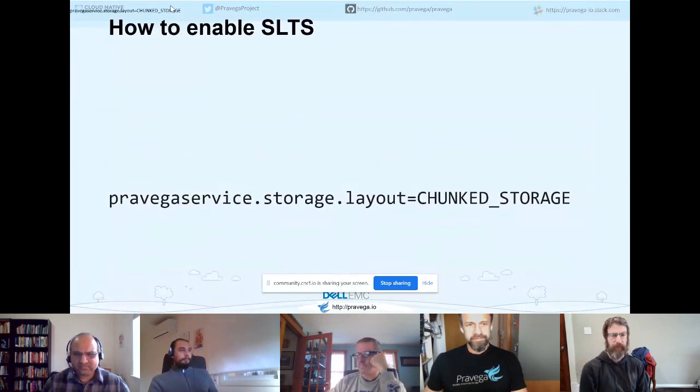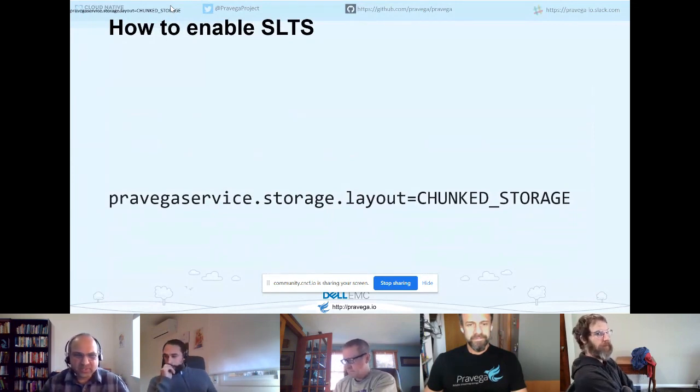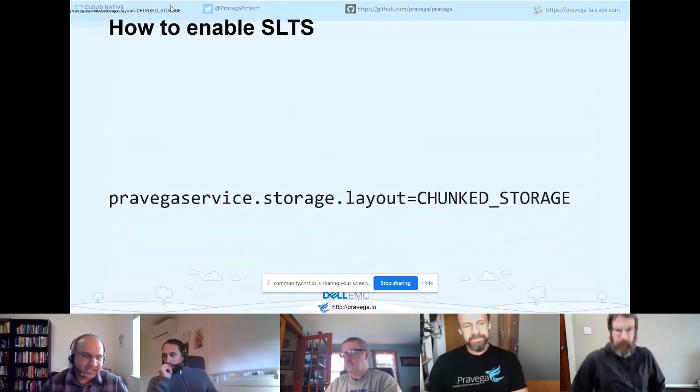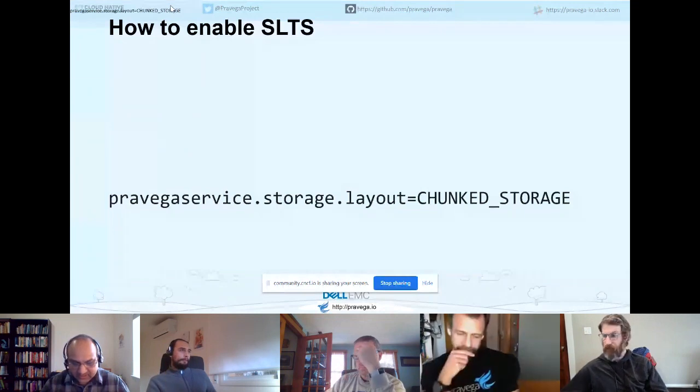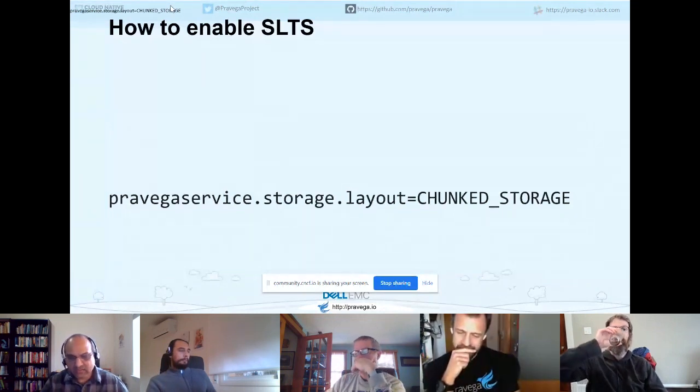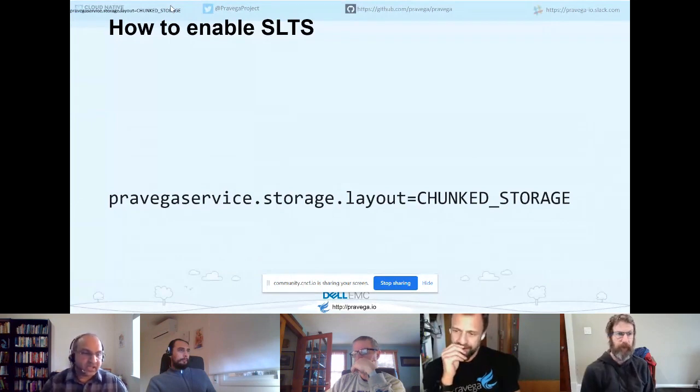Quick slide on how to enable SLTS today. There is a config setting. You just say pravega service dot storage dot layout is equal to chunk storage, and that will enable SLTS. Please keep in mind that because SLTS changes the way data is laid out on the LTS, it's not backward compatible today. So it only works for freshly installed systems. But if you want to experiment, this is the setting you have to set.